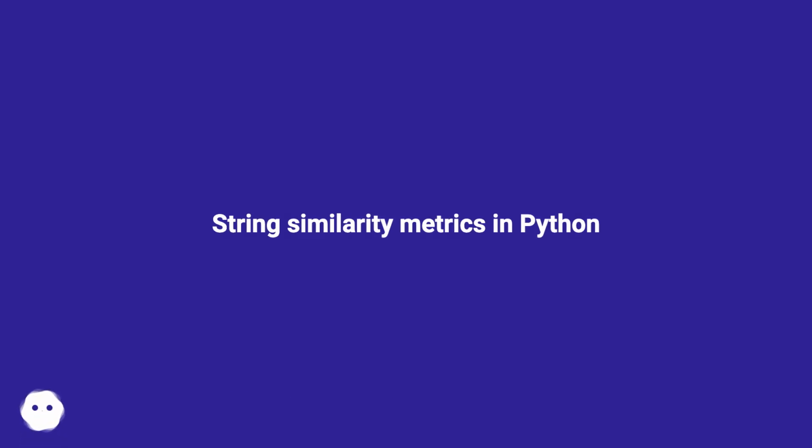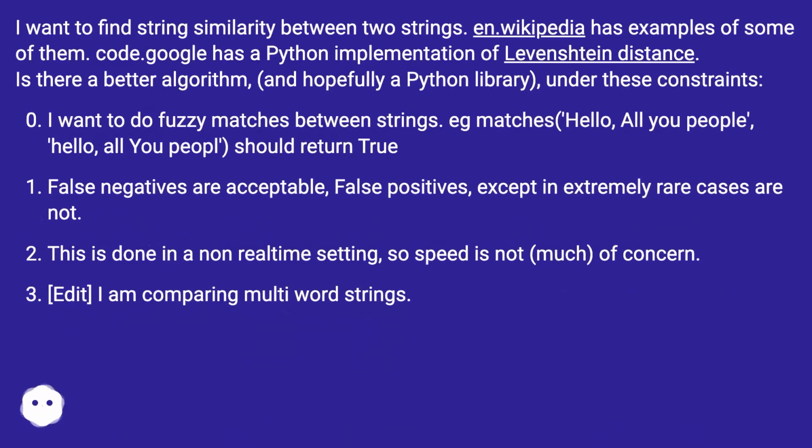String similarity metrics in Python. I want to find string similarity between two strings. Wikipedia has examples of some of them. Code.Google has a Python implementation of Levenshtein distance. Is there a better algorithm, and hopefully a Python library, under these constraints?